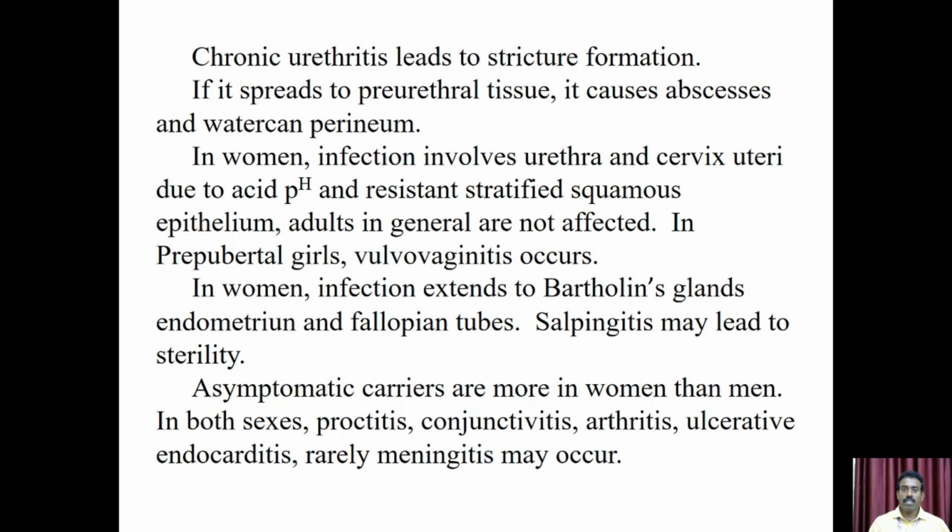Next, in women, the infection involves the urethra and cervix. Urethritis is uncommon due to acid pH and resistant stratified squamous epithelium, and the vagina in adults is generally not affected. Infection of the periurethral glands and vulvovaginitis occurs. In women, infection extends to the Bartholin glands, endometrium and fallopian tubes, and salpingitis may lead to sterility. Asymptomatic carriers are more common in women than men. In both sexes, proctitis, conjunctivitis, arthritis, ulcerative endocarditis, and rarely meningitis may occur.